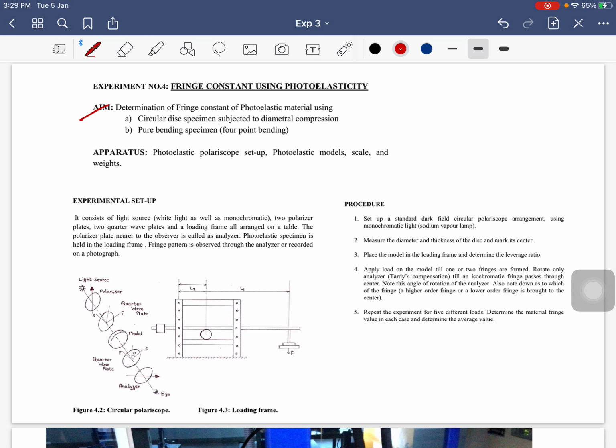The aim of the experiment is to determine the fringe constant using the photoelastic material, using a circular disc subjected to a diametrical compression. Only this is available for you. Pure bending, which is the 4-point bending, is not available. So only the circular disc subjected to a diametrical compression, as shown here. The load will be applied by means of a hydraulic system. We shall see how things go here.